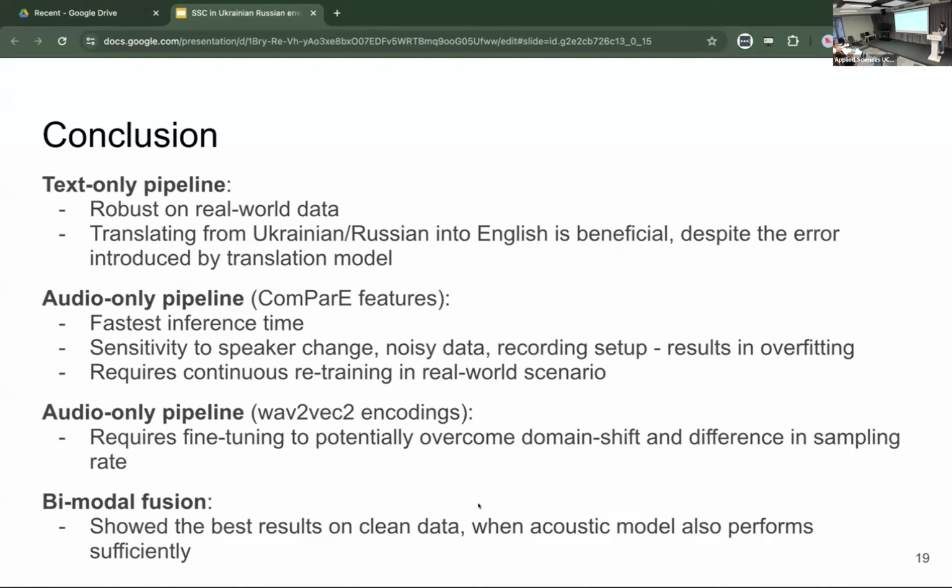The audio-only pipeline for wav2vec encodings theoretically should work very well on our data, because it was trained on real-world noisy data. But because of the domain shift and difference in sampling rate, we may need to fine-tune it to provide better results. And the model fusion showed the best result on the clean data, but to have it also provide good results on real-world data, we must first sufficiently train the audio model before fusing it with text.